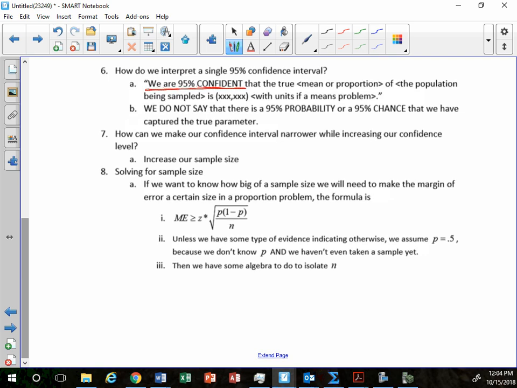Okay, so right, there's a 95% probability that we've captured the true parameter. Got it. No, Beckett. We'll give you eyes on all of your free response if you do that, okay?